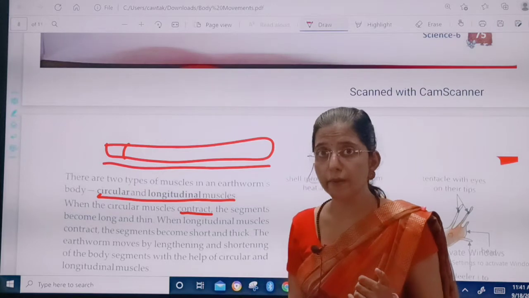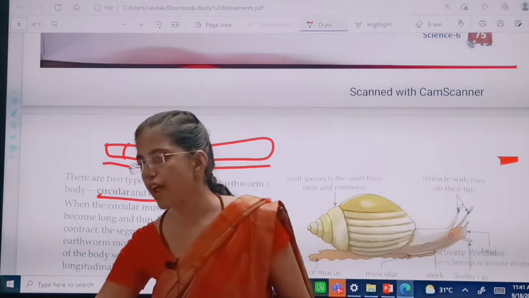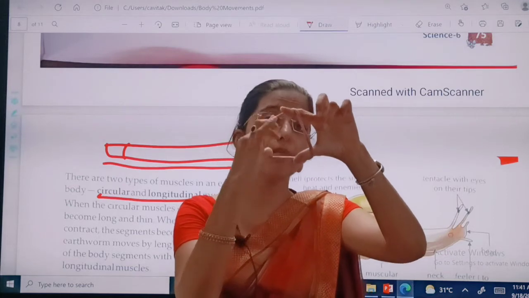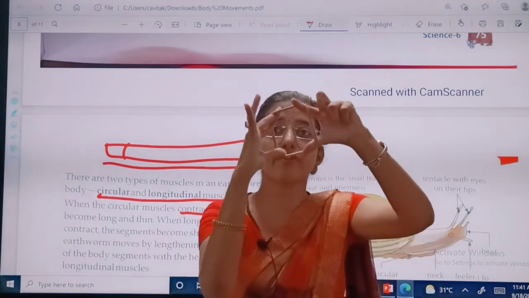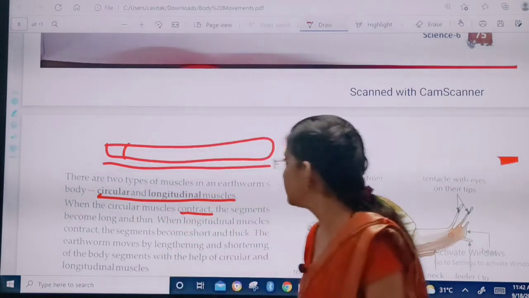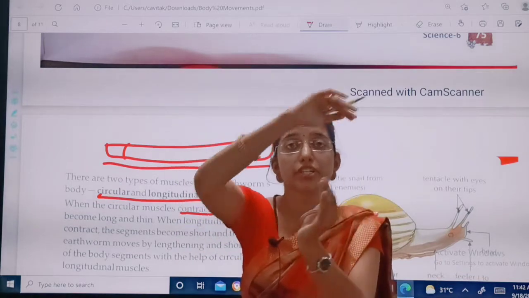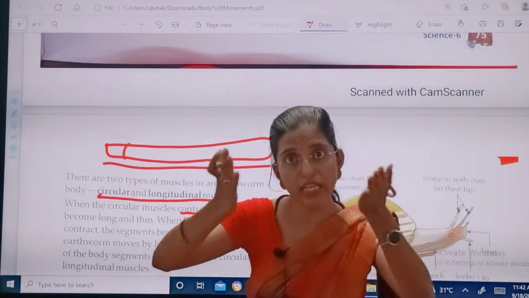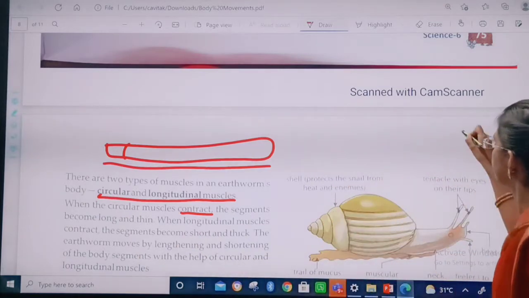How can that be? See, when the circular muscle contracts, suppose this is the circular muscle. Now if this circular muscle contracts, its size will reduce, right? So see, the size got shrunk, right? Then what happens? The segments become long and thin. If the circular muscles contract, the segments will become long, and they will also become thin. See, I will show you.